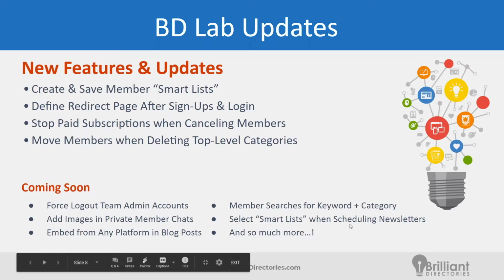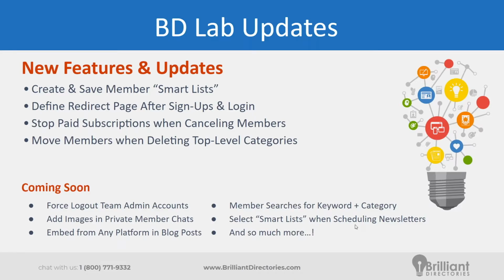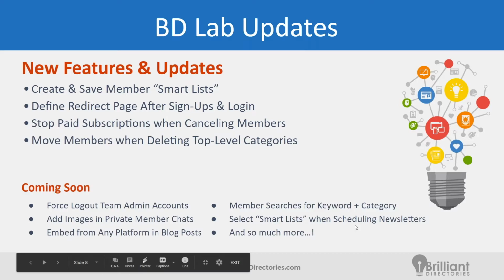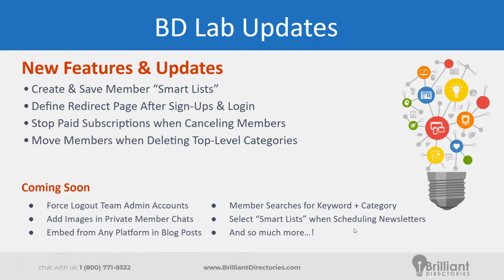And then here's one. Right now, your site comes with a lot of default searches, like keyword and location, or top level category, sub level category and location. There haven't been any default ones available where it's keyword and category. So you can type a keyword and select a category for your member searches and then conduct a search.